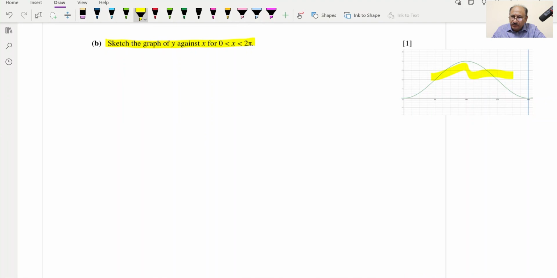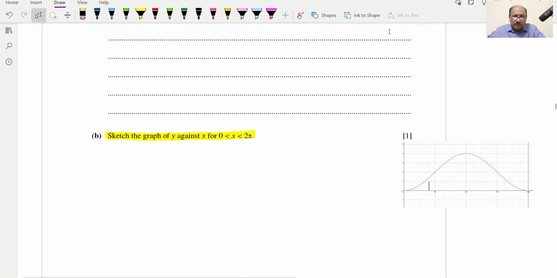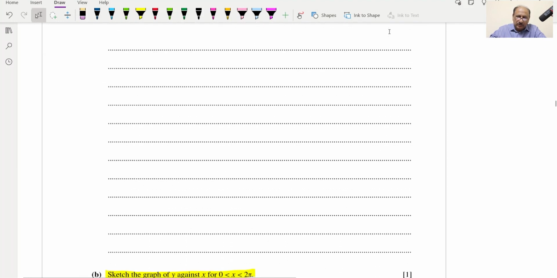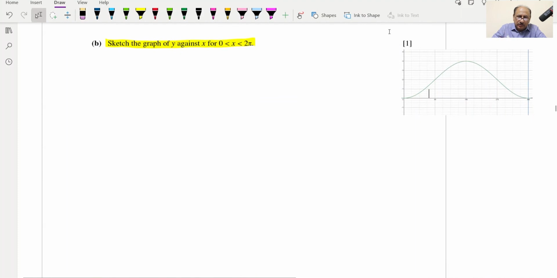This one I have inserted. This is not part of the questionnaire, so I will explain in a while. So, our equation is what? Our equation is y is equal to 2 into 1 minus cos x. So we can write down the equation over here: y is equal to 2 into 1 minus cos x. This is our equation, and we have to draw this graph.